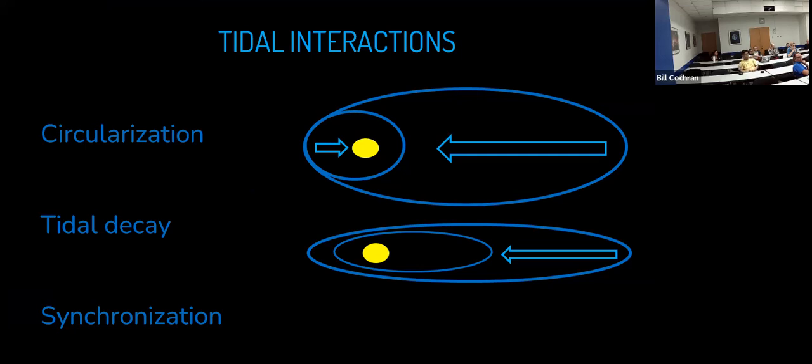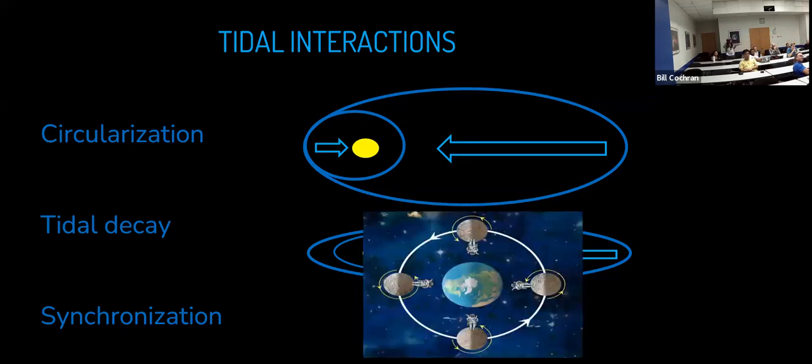Whenever you have tidal interactions, you have 4 effects, as far as I know, happening in the orbit. You have circularization, so the eccentricity of the orbit goes to 0. After a certain amount of time, if there is no other perturber modifying the orbit, you will have a circular orbit. You have tidal decay, so basically the orbit is shrinking towards the star. You have synchronization between the rotational and the orbital period, basically what happened with the moon.